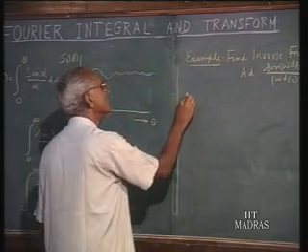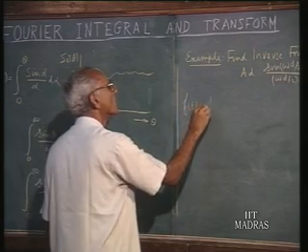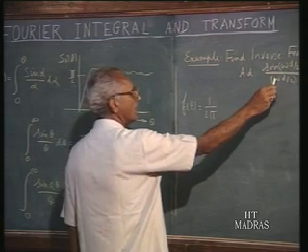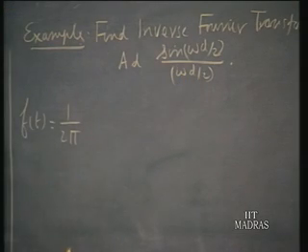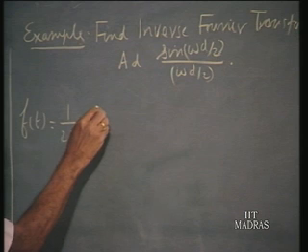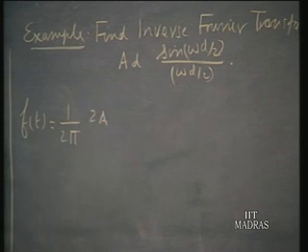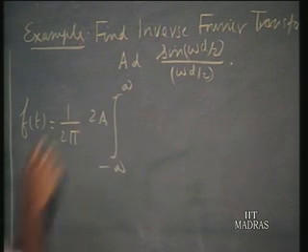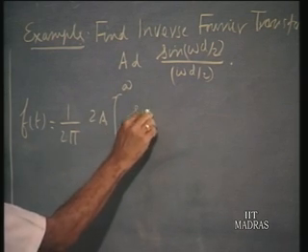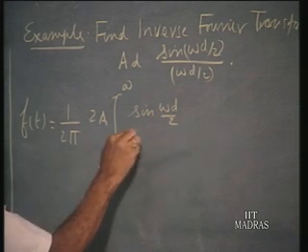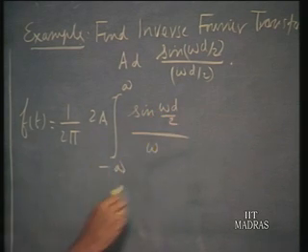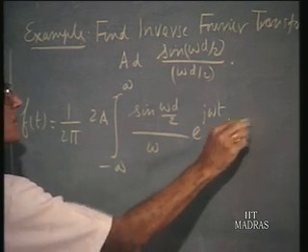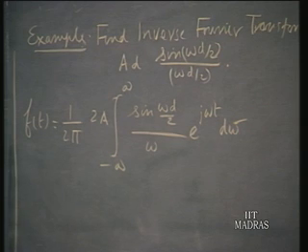So, f of t would be 1 over 2 pi, and I take out this d by 2 outside, so it will be 2A by d, integral from minus infinity to plus infinity of F of j omega, which is sin(omega d/2) divided by omega, e to the power of j omega t d omega. That is the inverse Fourier transform of this function.